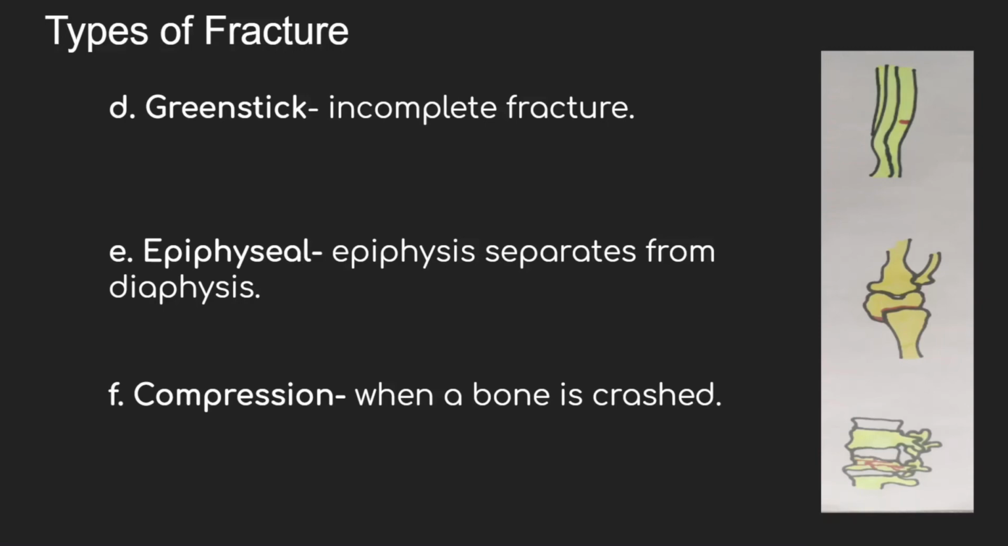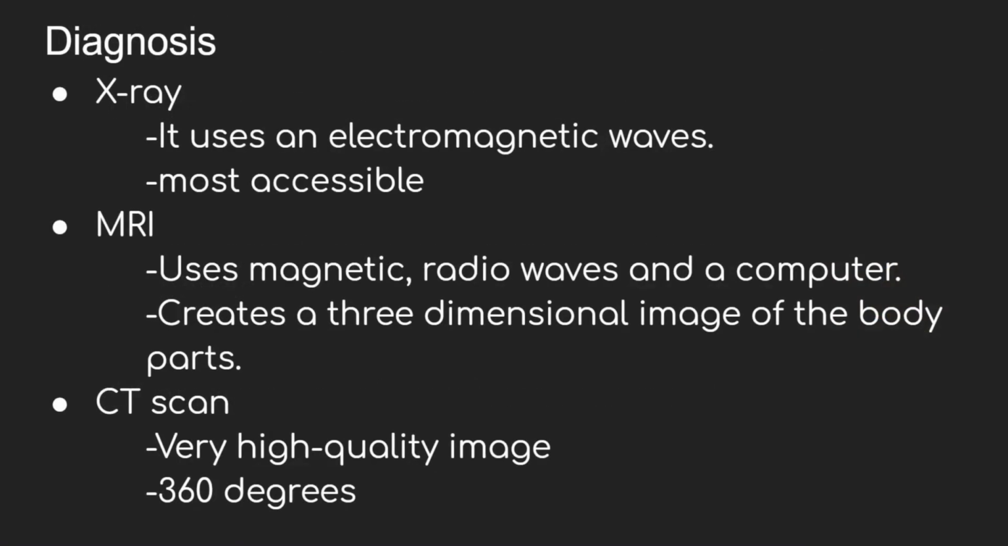Lastly is compression. When a bone in the vertebrae is flattened or crushed, more common in the thoracic spine. Osteoporosis is the leading cause of this fracture. Physicians can identify the type of fracture by doing an X-ray, MRI, or CT scan. X-ray detects broken bones and dislocated joints. MRI creates a three-dimensional image of the body parts, while CT scan provides a cross-sectional image, both horizontal and vertical.